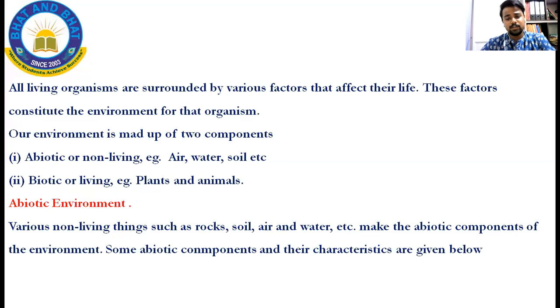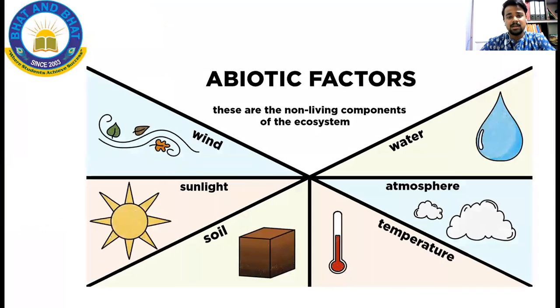abiotic factors include the non-living things. Can you see here what the abiotic factors are? Water, atmosphere, temperature, soil, sunlight, wind. So these are the abiotic factors. Clear now? Give me the list of the abiotic factors that is on the screen, all of you. I can also be an example for biotic factor.